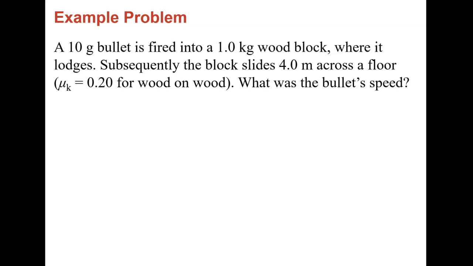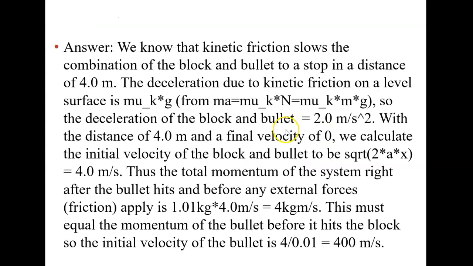So here's another example problem. A 10 kilogram bullet is fired into a 1 kilogram wood block. The block slides 4 meters across the floor, with a coefficient of friction of 0.2 for wood on wood. What's the bullet's speed? For this one, we know that kinetic friction slows the combination of the block and the bullet to a stop in a distance of 4 meters. The deceleration due to kinetic friction on the level surface is the coefficient of friction times g.